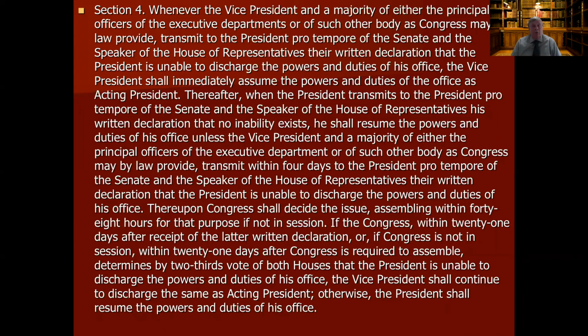body as Congress may by law provide, transmit to the President pro tem of the Senate and the Speaker of the House of Representatives their written declaration that the President is unable to discharge the powers and duties of his office, the Vice President shall immediately assume the powers and duties of the office as acting president.